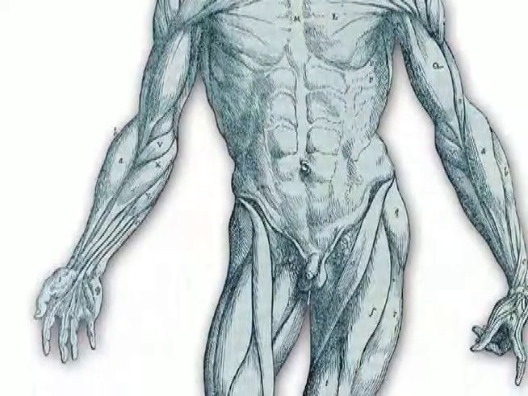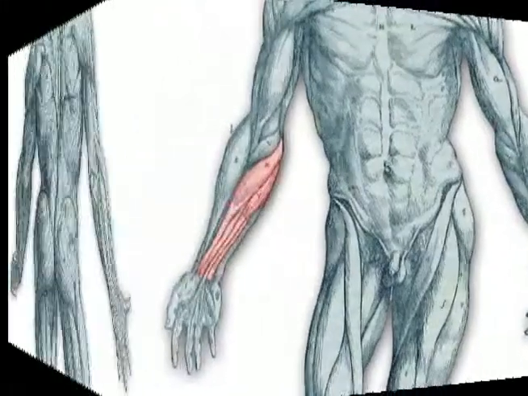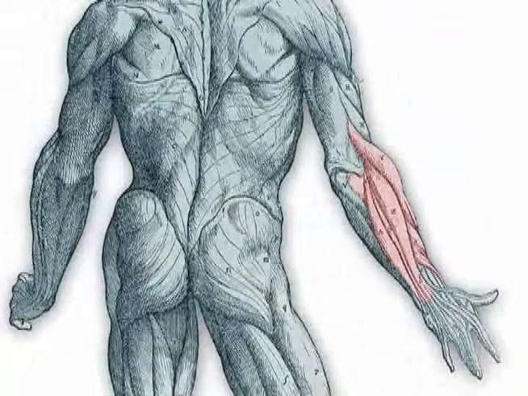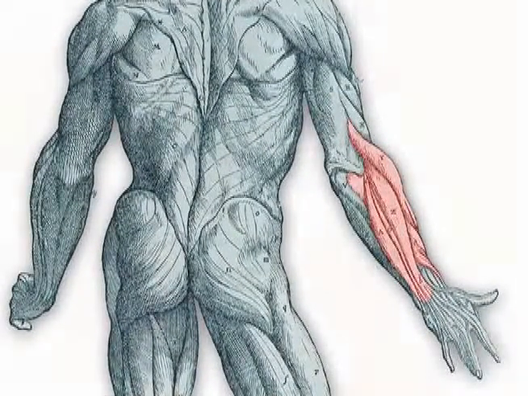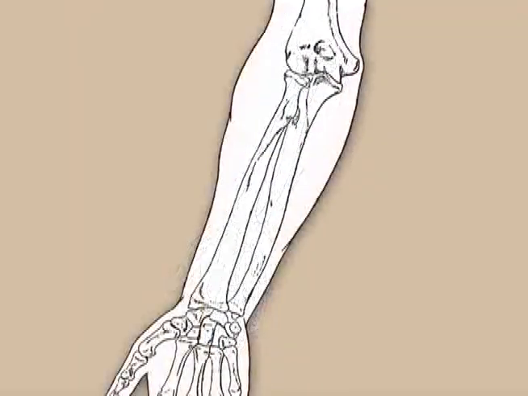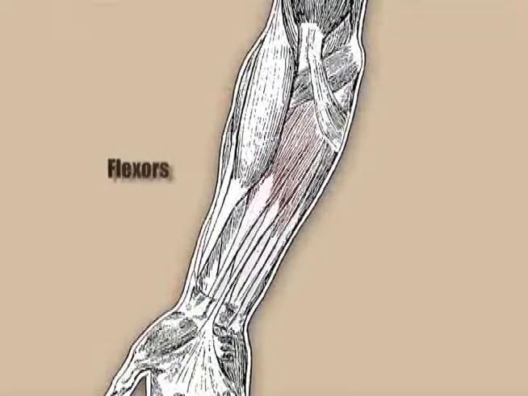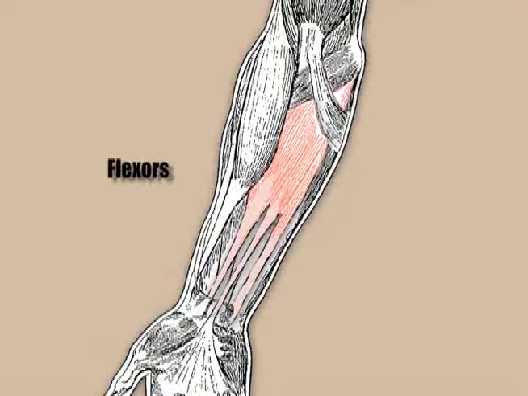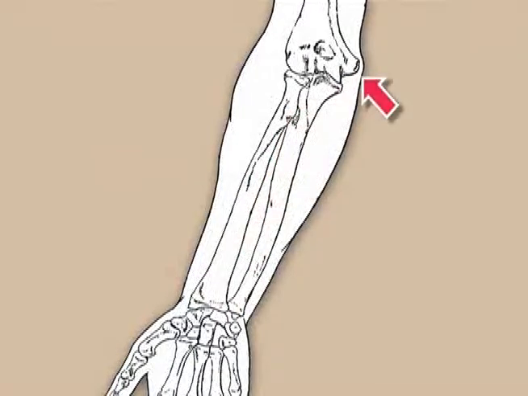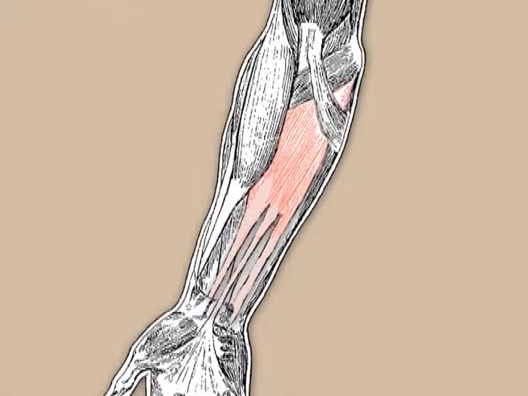Also originating from the inner and outer condyles are the flexor and extensor muscles of the hand and wrist. The flexors are a group of smaller muscles that start at the inner condyle of the humerus. These muscles descend down the arm and taper as they cross the wrist and radiate across the hand and fingers.